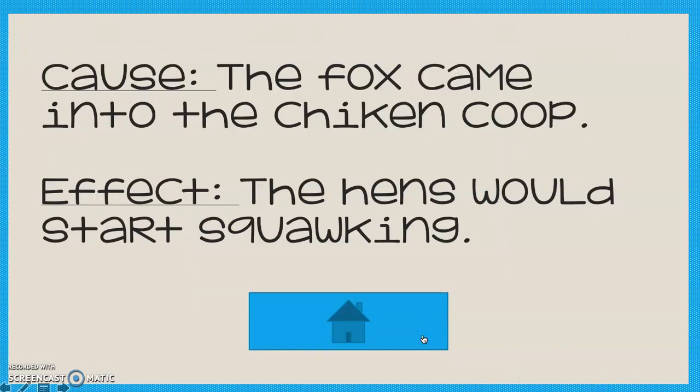All right, so the cause is the fox came into the chicken coop. The effect or the result of that is that the hens would start squawking and raising a commotion.